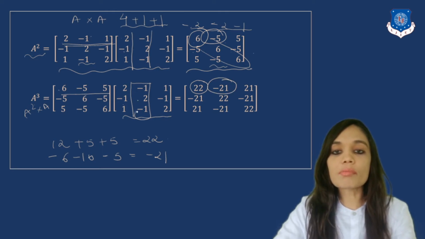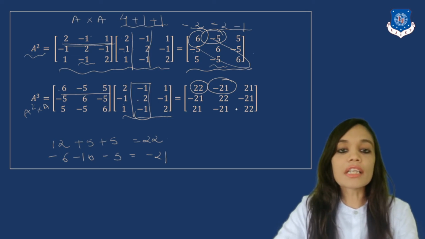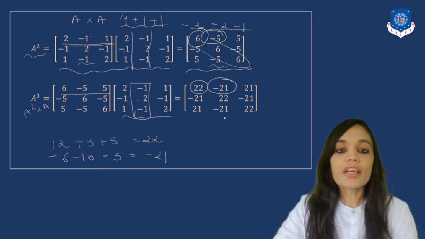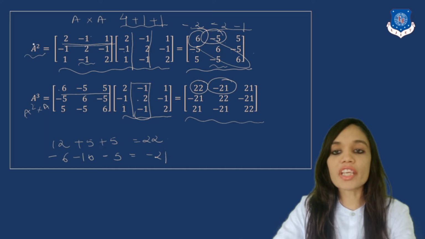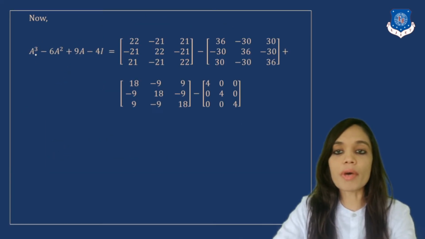Now according to the symmetry of matrix A, what you have to put? 22 in the principal diagonal elements, right? And you have to write your matrix of A cube. Right? Now we will put the values of A square and A cube in our LHS, which is given by A cube minus 6A square plus 9A minus 4I.